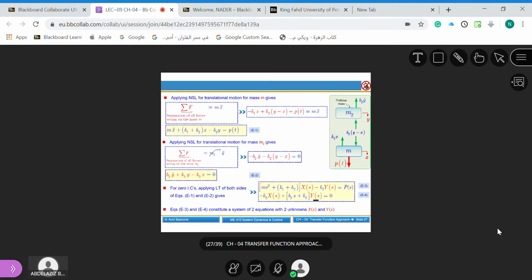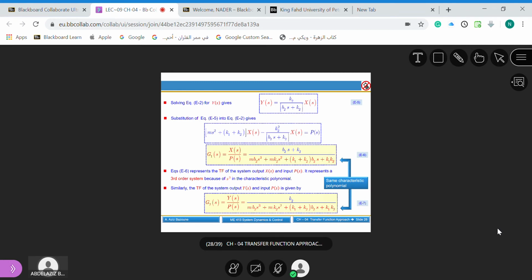Like, for example, Y of S, you express it in terms of X of S here, and then you substitute it back in the first equation, or you use Cramer's rule. Cramer's rule should be known from math 001. If we take now Y of S and substitute it in terms of X of S, and then back into the first equation, we get this relation between X of S and P of S, which means we get only the variables X of S and P of S.